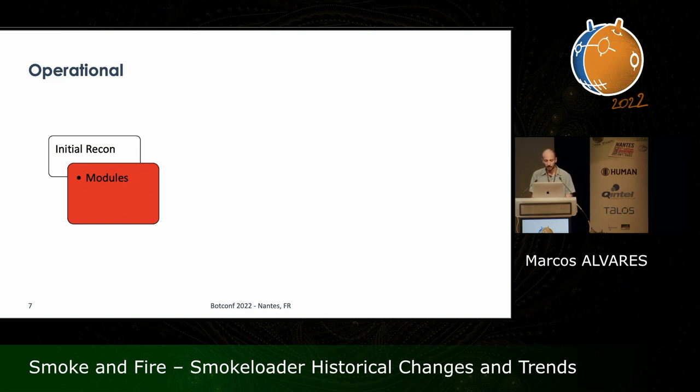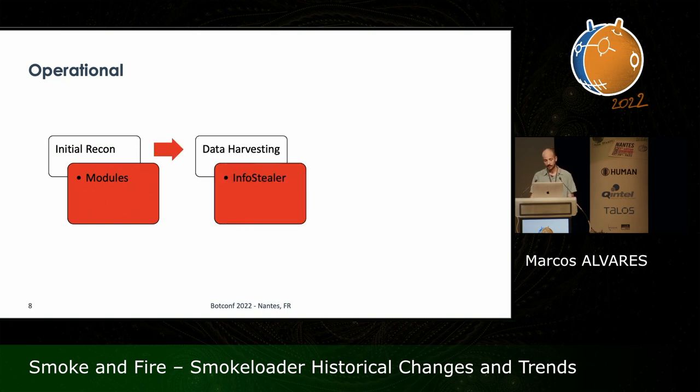But usually, what I see is that after Smokeloader is deployed, we see an initial step that does initial reconnaissance and collects a small amount of environmental data about the host. Then the infected machine contacts the controller, fetches some modules, and deploys those modules, which are the encrypted DLLs.